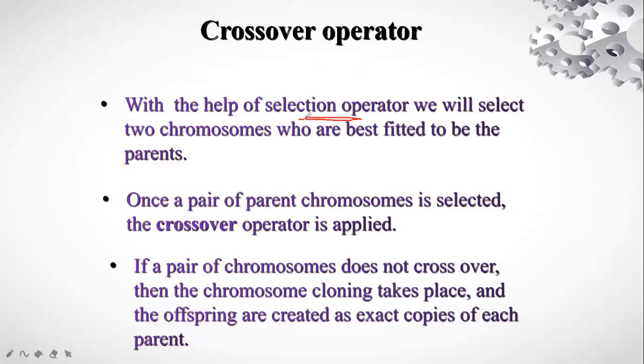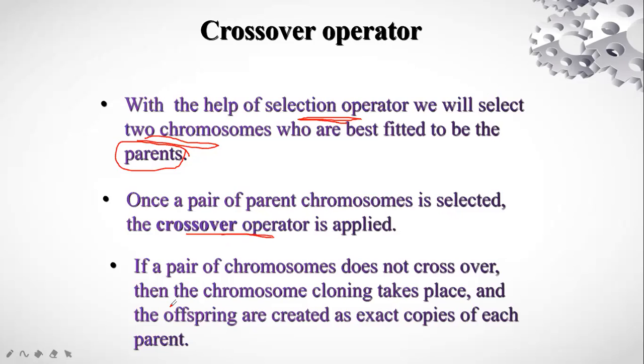We applied the selection operator in the earlier lecture to select two chromosomes which are best fitted to be the parents. That means they are going to be the parents. We have selected the best fitted chromosomes or individuals. They are considered parents and they will mate and create a new child. Up till now, their reproduction has taken place, but the children are not yet created as different, right? So once a pair of parent chromosomes is selected, the crossover operator is applied.